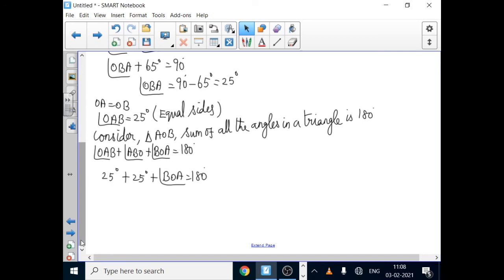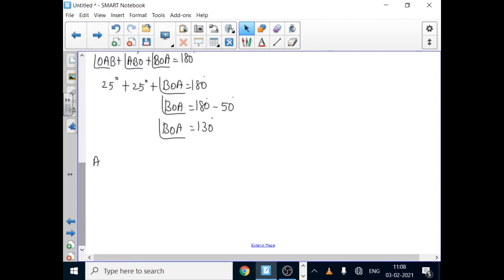So this is an equation with only one unknown. So we can write it as 180 degree minus 25 plus 25, that is 50. When it goes to the other side, it will become minus 50. So the answer is 130. So angle BOA is 130. The question is angle AOB. So answer angle AOB is equal to 130 degree.